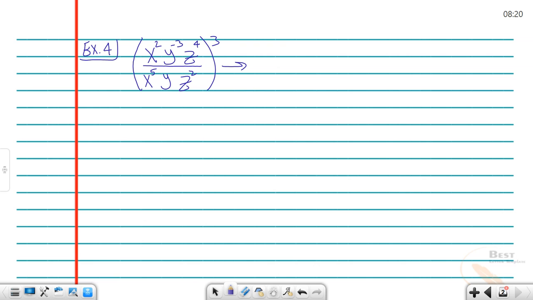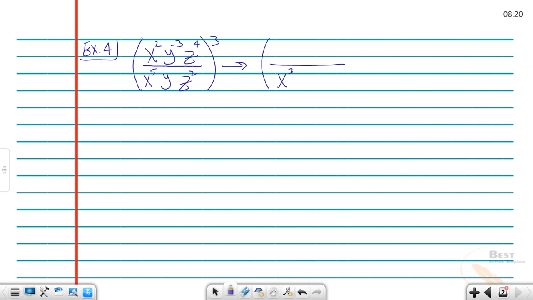So what is 5 minus 2? It's 3. So my 5 minus 2 is 3. 5 is bigger, so I'm going to have x to the 3rd at the bottom. Y to the -3 and y.